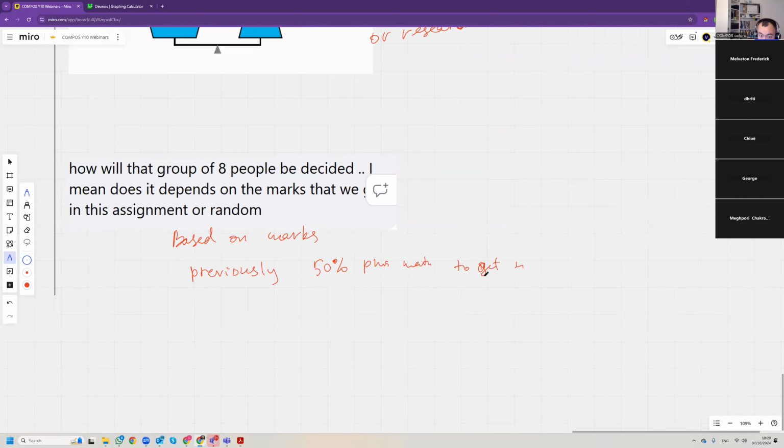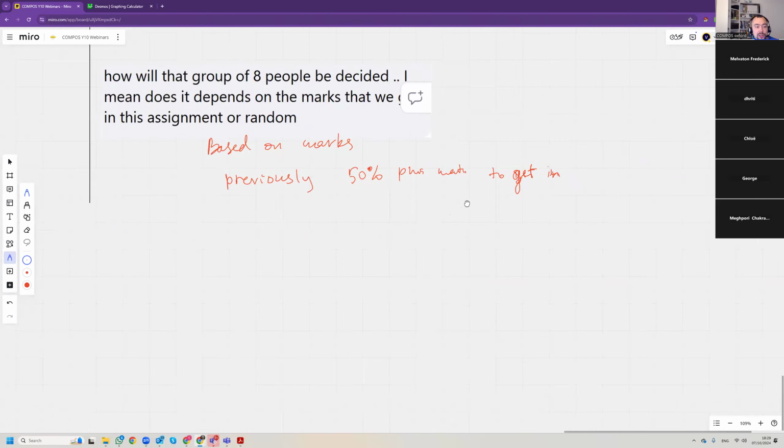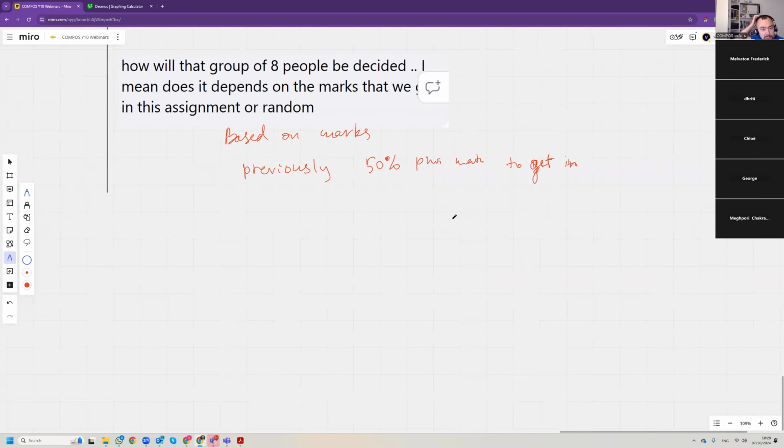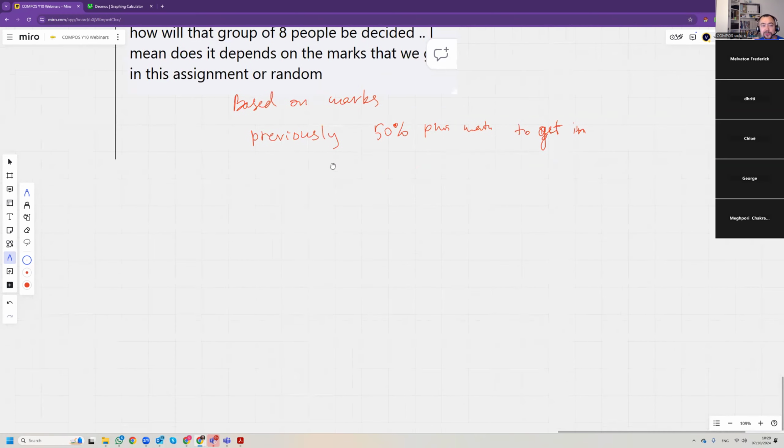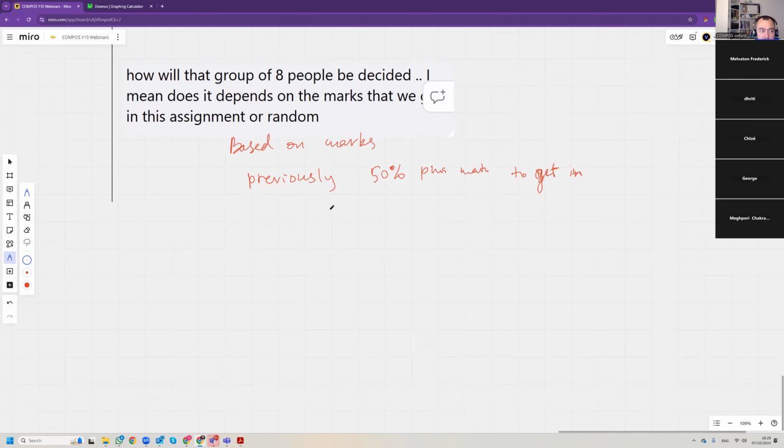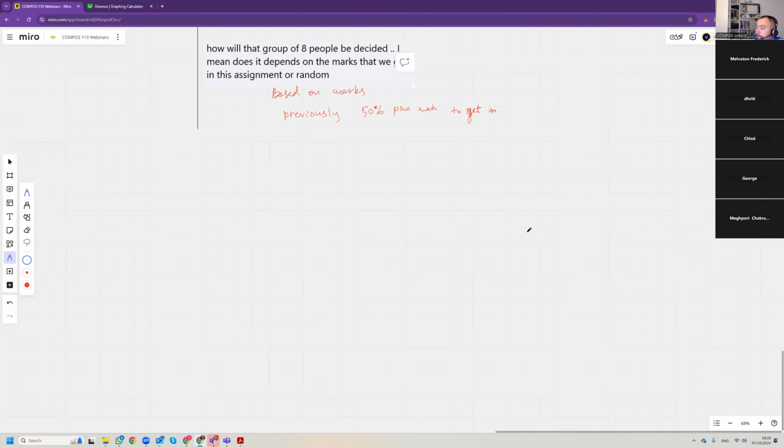This year it might be slightly more, but we can't predict anything at the moment. The entrance, yeah, it was always 50, except for year 12 last year when it was 56, I think, or 58. But generally speaking, if you get more than 50% of the marks, then you get in. Typically, I can't promise anything.